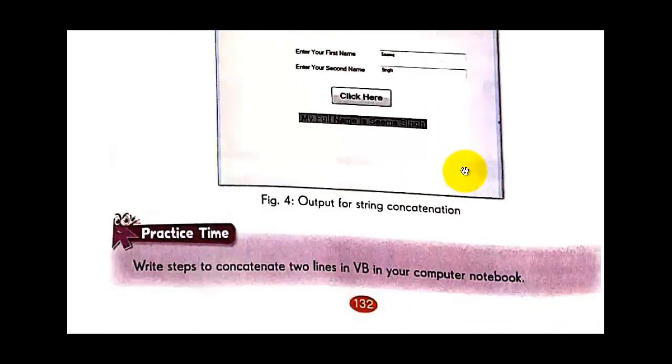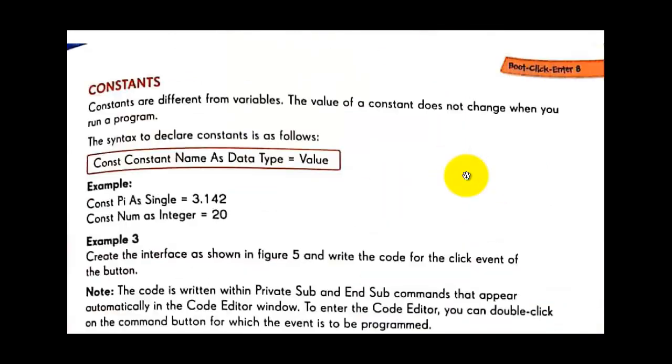Now after this, let's see the next topic. The next topic is constants. Now let's see what constants are. Constants are different from variables. The value of a constant does not change when you run a program. The value of these constants will not be changed and will remain fixed throughout the program. Okay, when you run the program, it will not be changed. Now let's see how it is fixed.